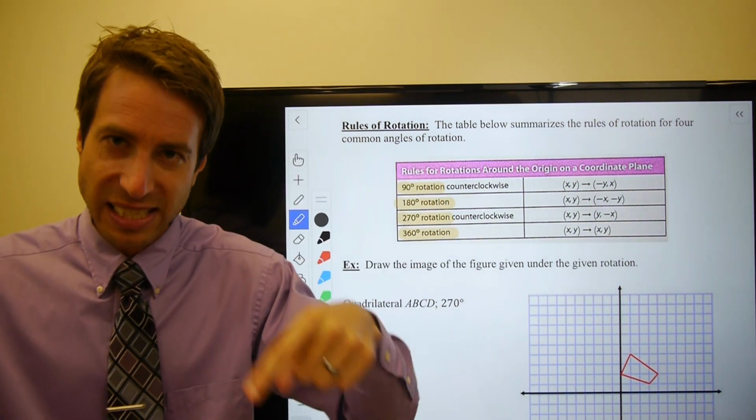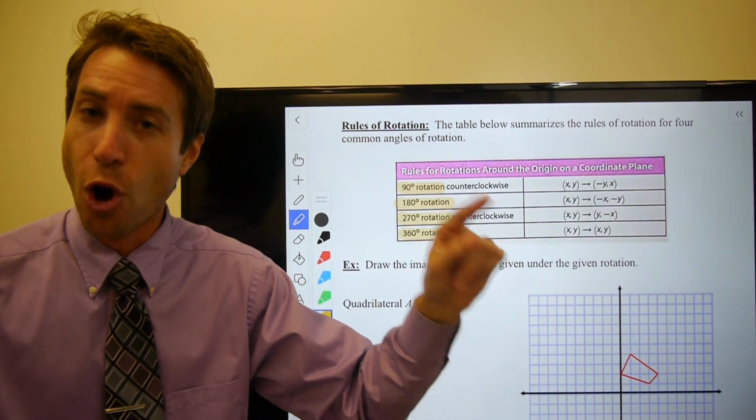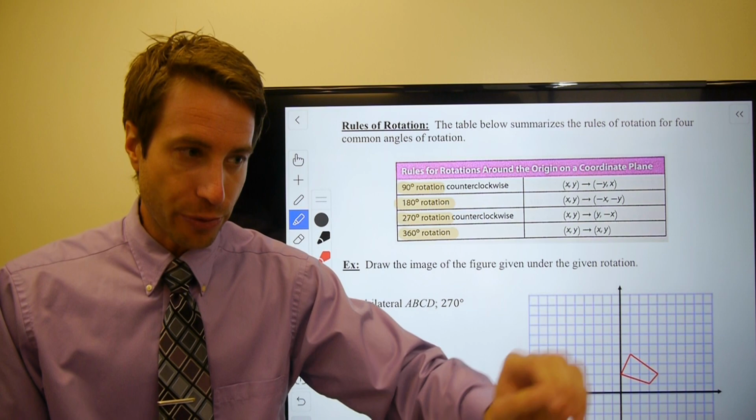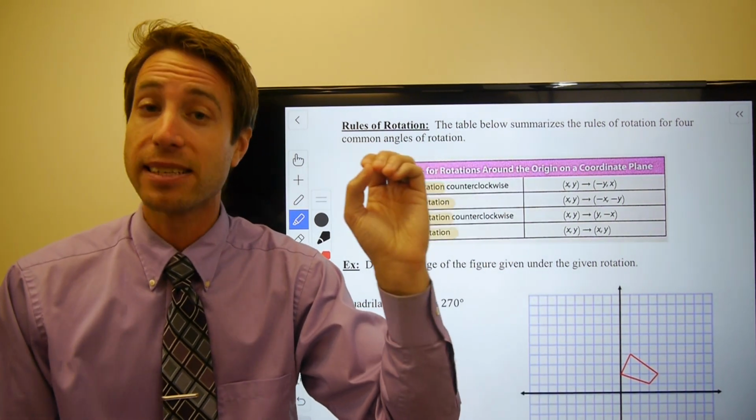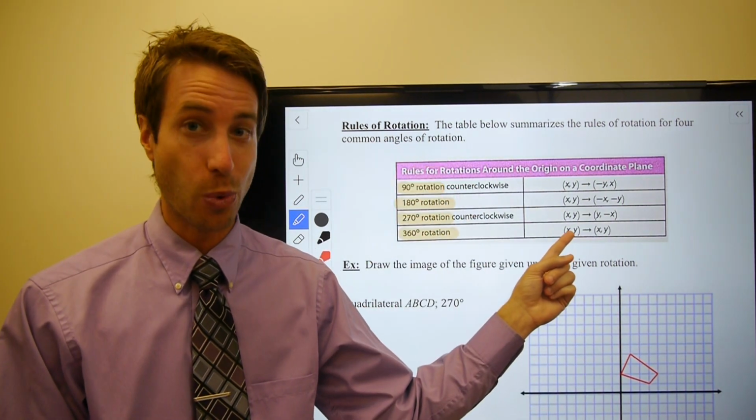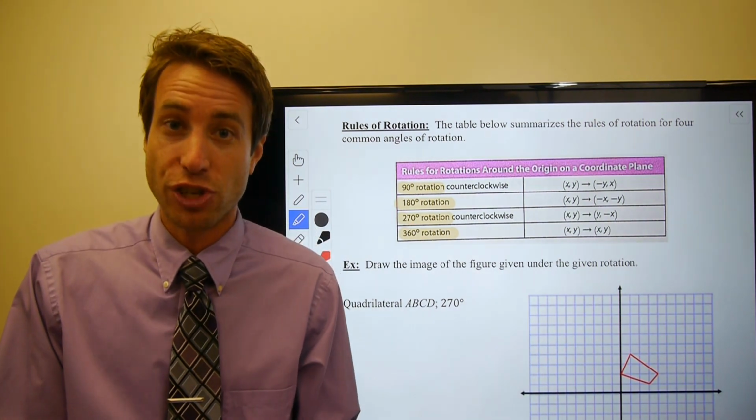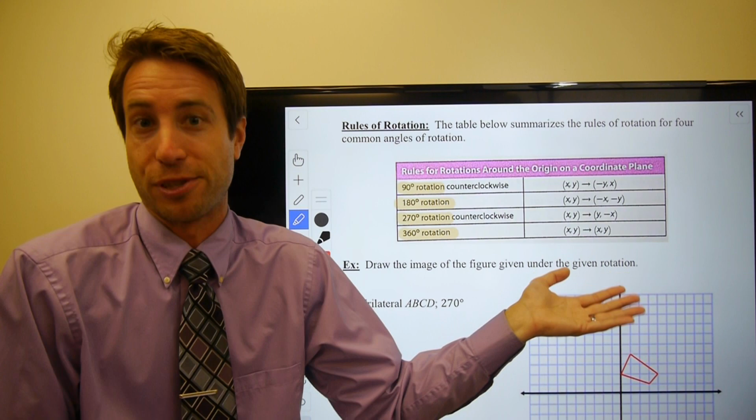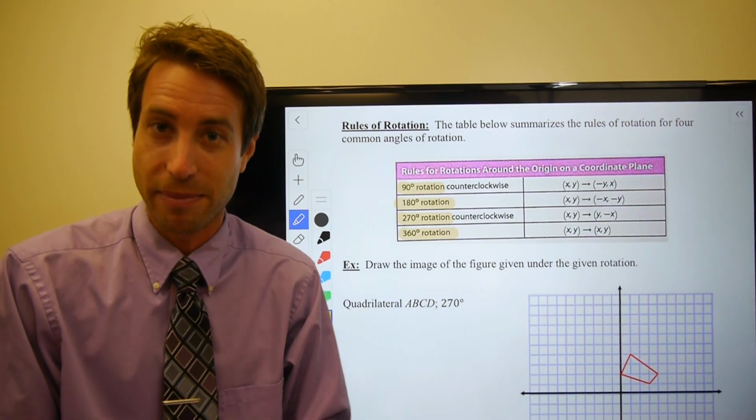If you're going 360 degrees, that's all the way around. One complete rotation, meaning your original object goes all the way around 360 degrees back to that exact same spot. It shouldn't surprise you one bit that x and y don't change. You're going all the way around right back to where you started. So x, y maps to x, y. It's the same thing.